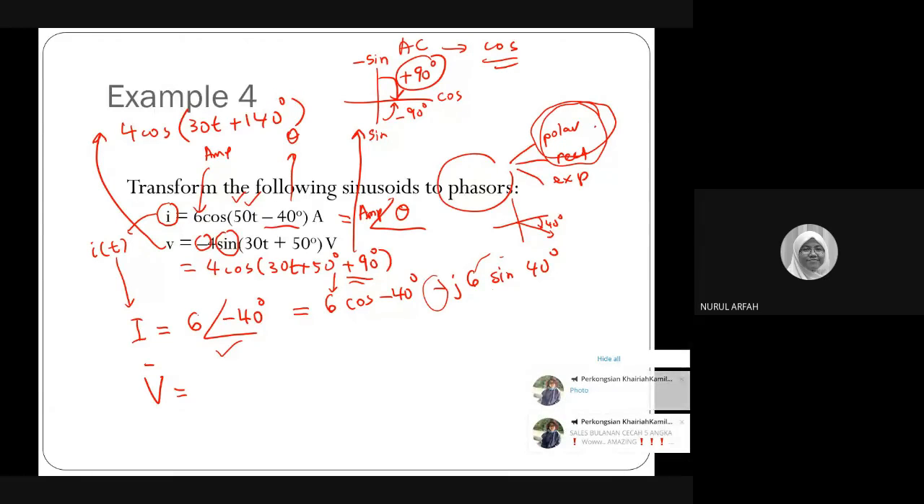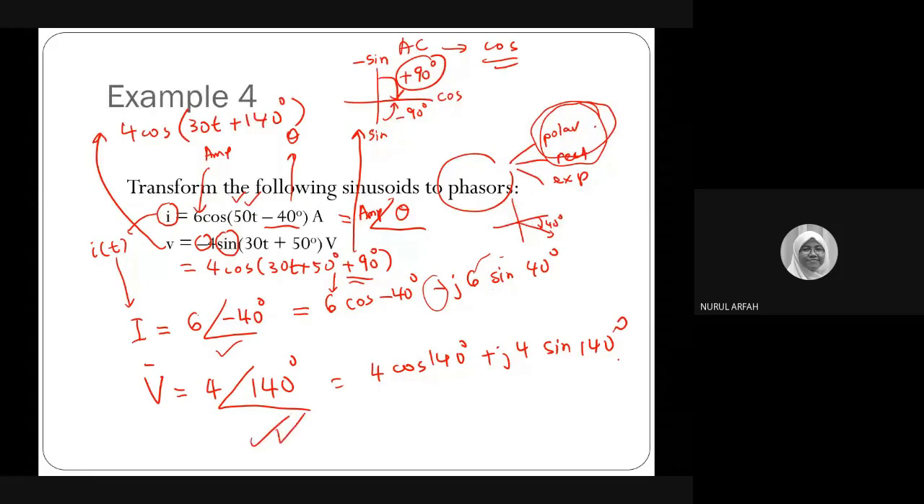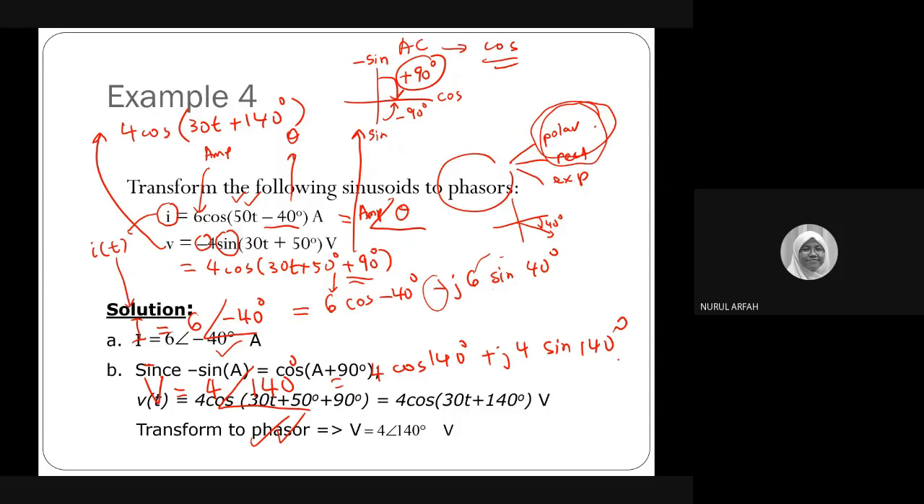So in polar form, what is this in polar form? 4 with 140, this one. Okay, so if we put rectangular form, this is 4 cosine 140 degree, and then plus j 4 sine 140 degree. But I want you to have it in this form. All right, very good.